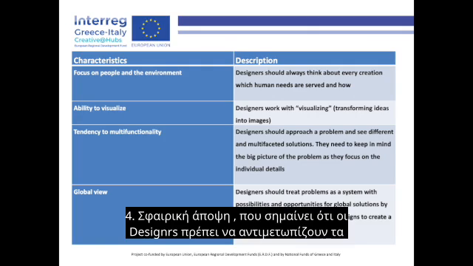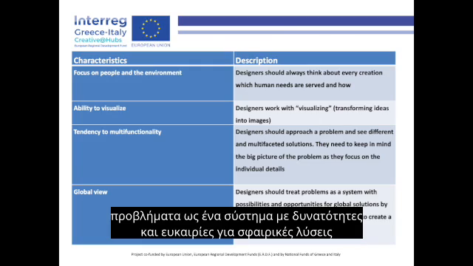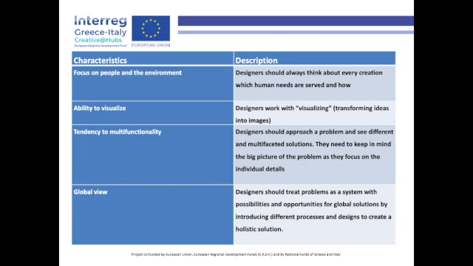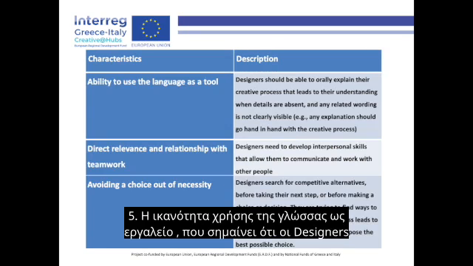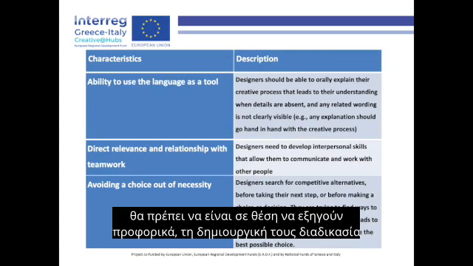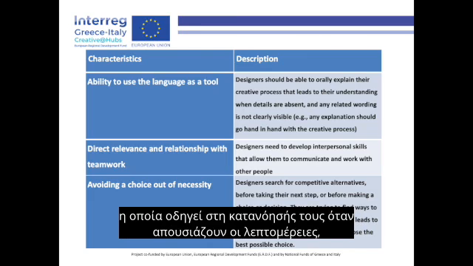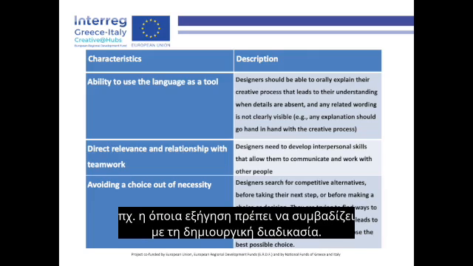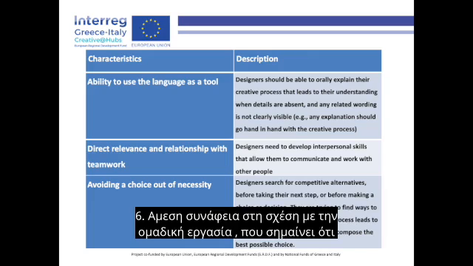4. Global view. Means that designers should treat problems as a system with possibilities and opportunities for global solutions, by introducing different processes and designs to create a holistic solution. 5. Ability to use the language as a tool. Means that designers should be able to orally explain their creative process that leads to their understanding when details are absent, and any related wording is not clearly visible, e.g., any explanation should go hand in hand with the creative process.